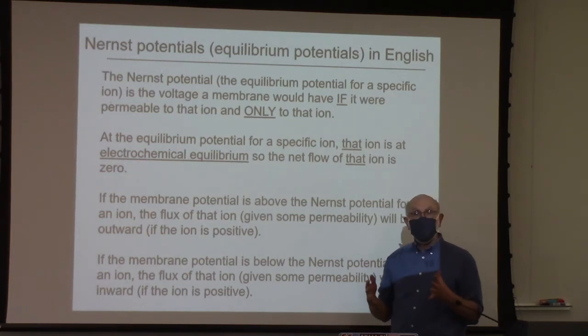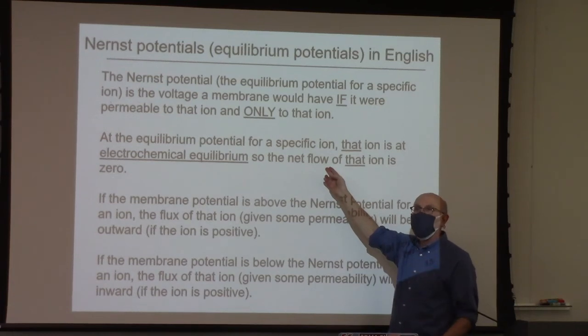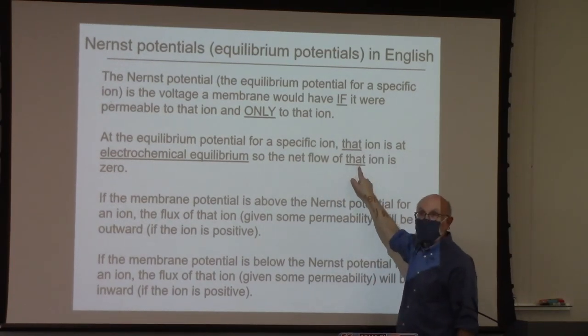Because at the equilibrium potential, there's no net flow of that ion. Channels could be open, but for every time there's an ion moving in one direction, there's an ion moving in the opposite direction. No net flow.